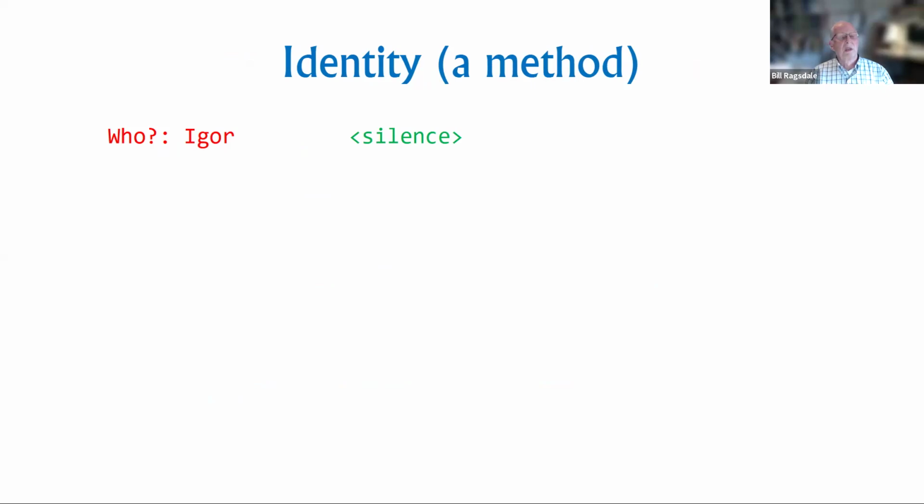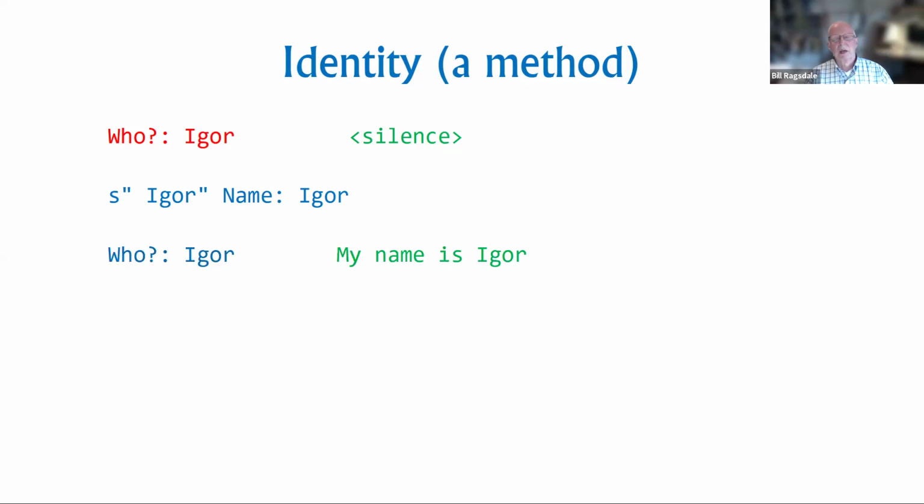So now that we have Igor, let's ask Igor what his name is. So who is a message, you as an operator, and it passes to Igor. And back we see in green is silence, because Igor does not know his name. So let's teach Igor his name. The S quote Igor leading into name : passes that string to the object Igor, and Igor has now learned his name. So if we execute who again, we will see in green, my name is Igor, it's his response.